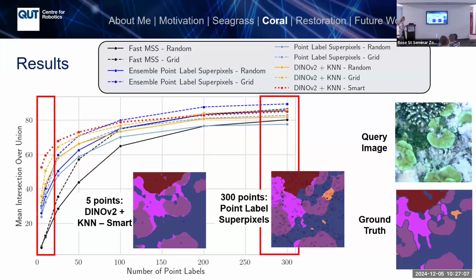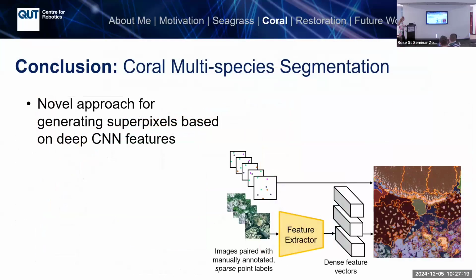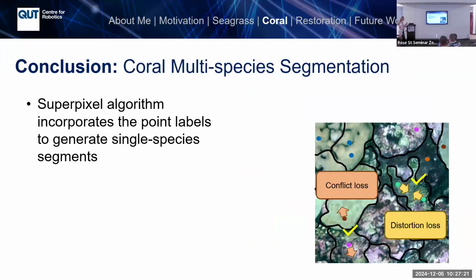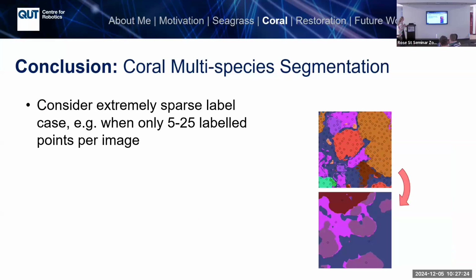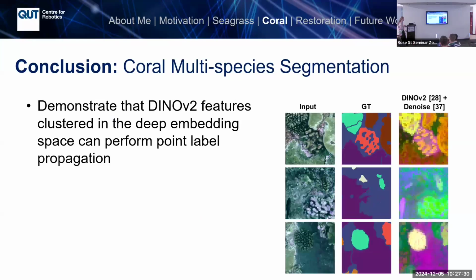And then just some examples there of the results that we're getting. Qualitatively, you can see even with 5-point labels, we're still producing a usable pseudo ground truth that we could train our model on. Okay, so just to wrap up, we did the superpixel work first and then considered that really sparse task, and found that we could still do point label propagation even with only 5 labels per image.